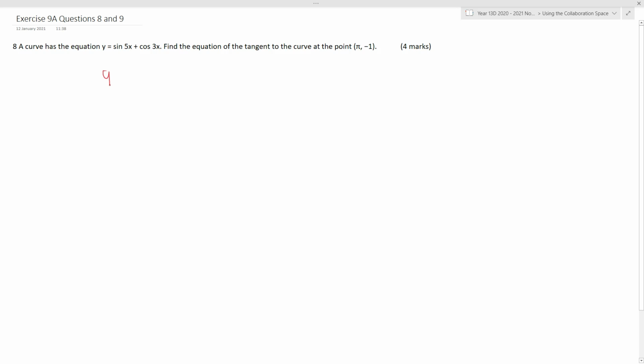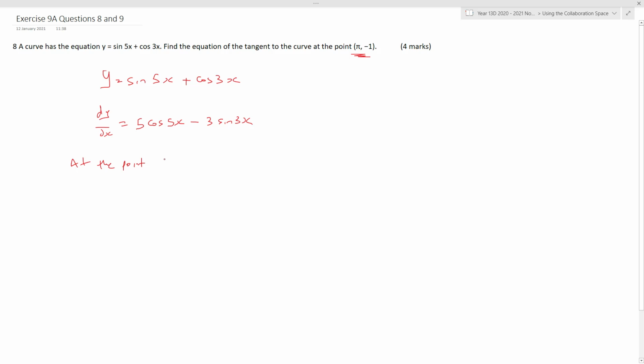So we've got y is equal to sine of 5x plus cos of 3x. We can differentiate that. dy over dx is equal to 5 cos 5x minus 3 sine of 3x. So that's our differential. Now we look at the point here.